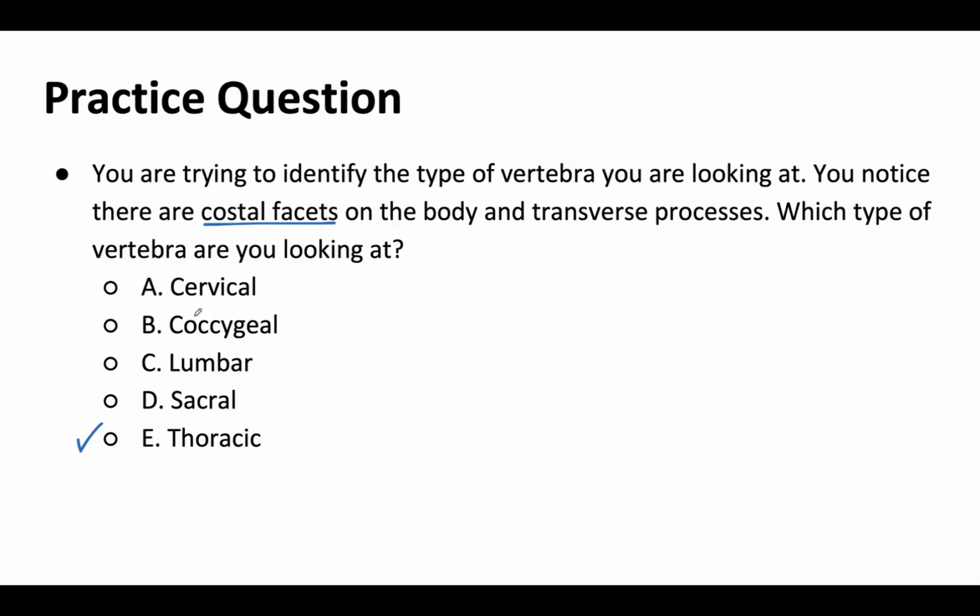Now, what would be a distinguishing characteristic for a cervical vertebra? Remember, those transverse foramina, that's their main defining characteristic. Coccygeal vertebrae, they're very unique, they're very small, they're pretty easy to identify. Lumbar, they're notably big. They do not have transverse foramina or costal facets. The sacral vertebrae, they're fused. They form the sacrum. So again, very distinct there.